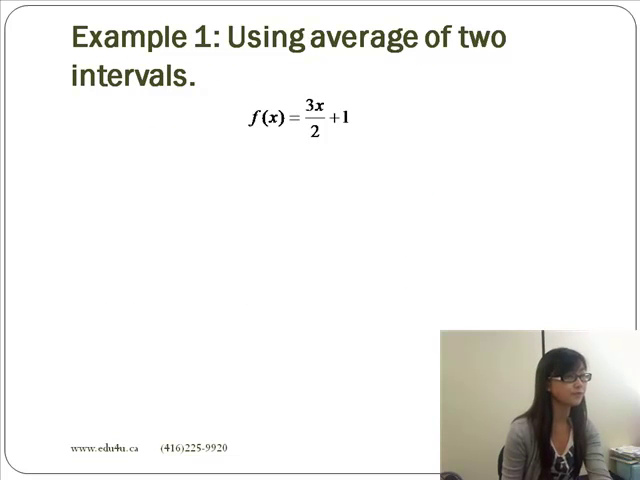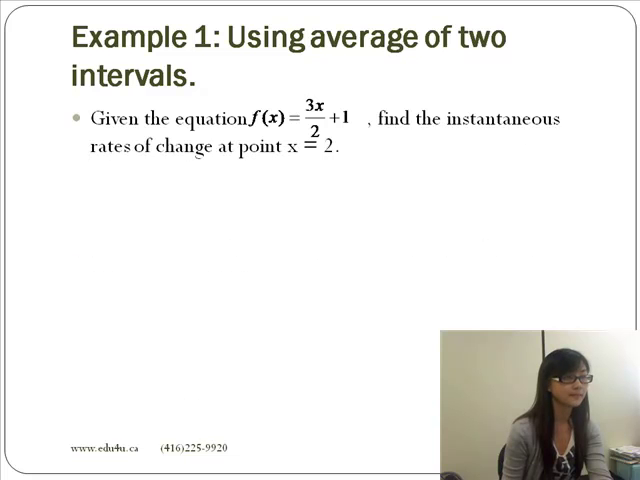Let's look at example 1 from your learning resources, using the average of two intervals. That's the first method. Here we're representing the equation f of x equals 3x over 2 plus 1, and we're asked to find the rate of change at point x equals 2.